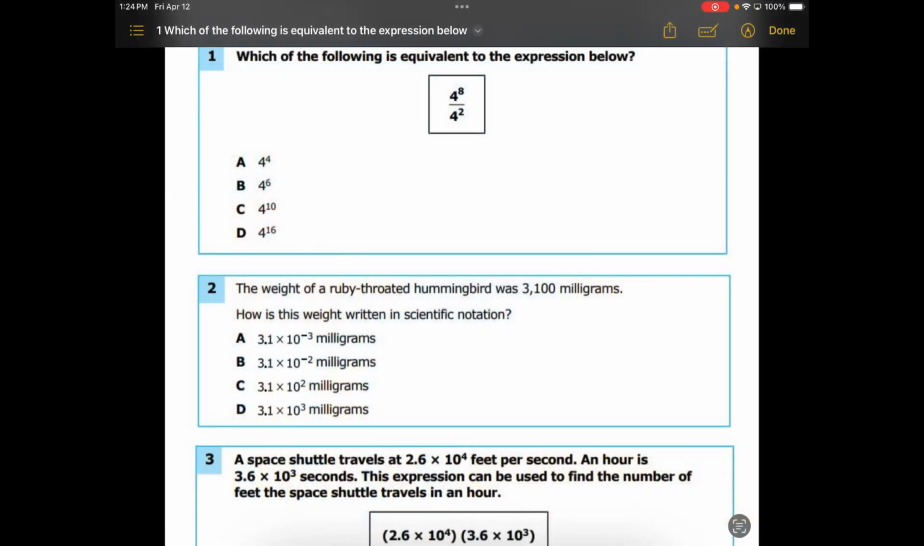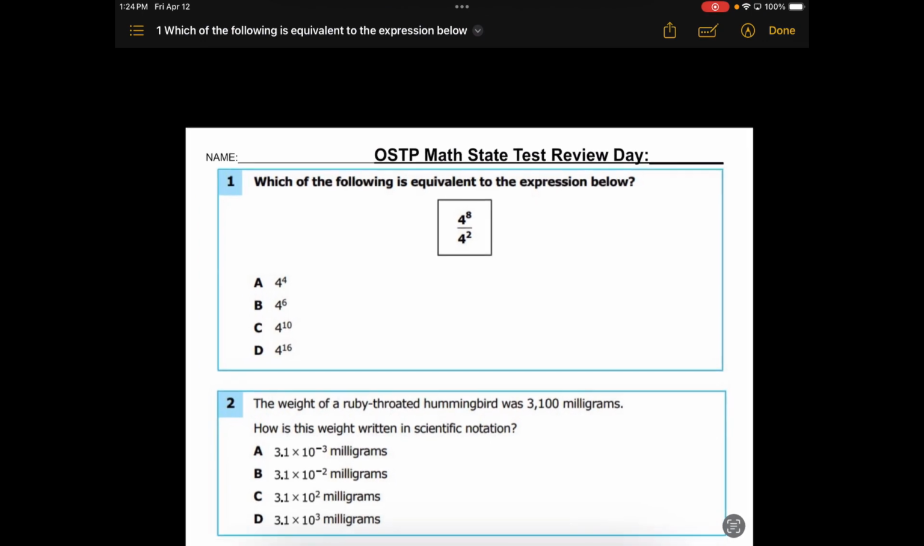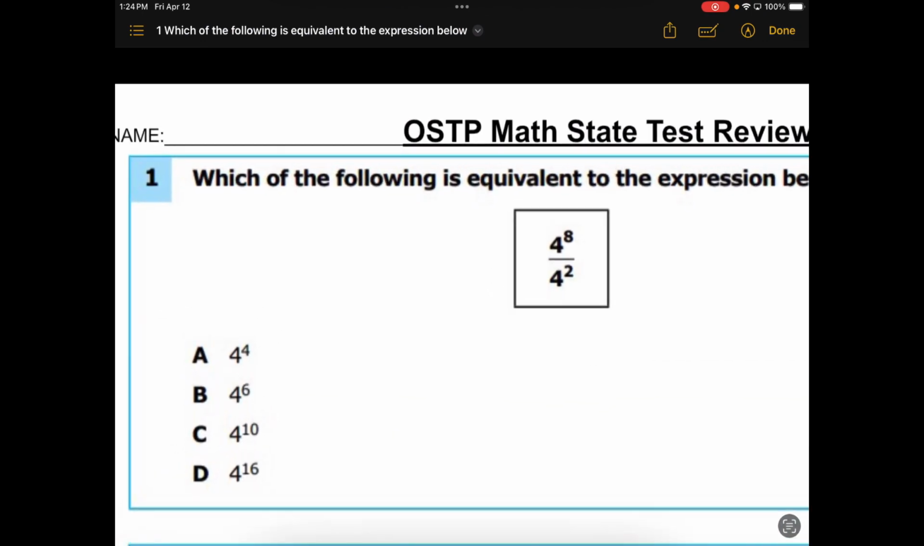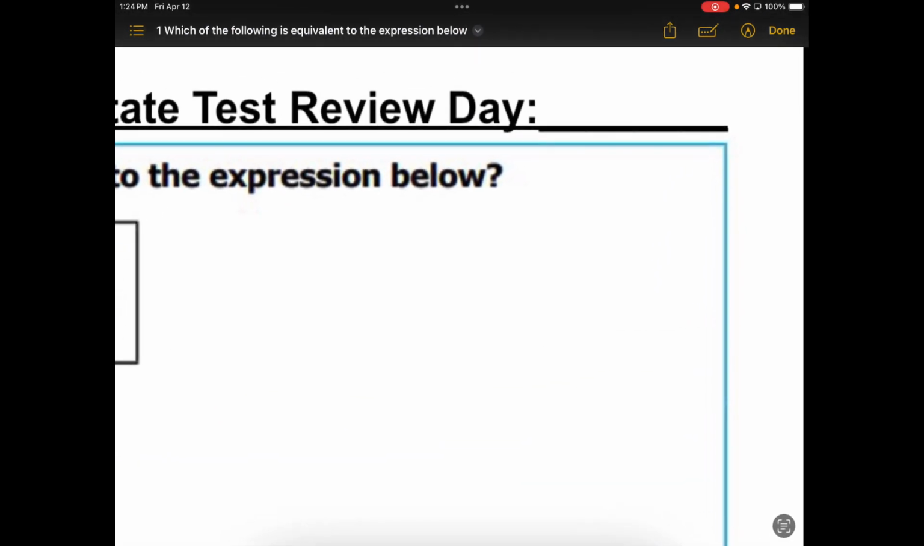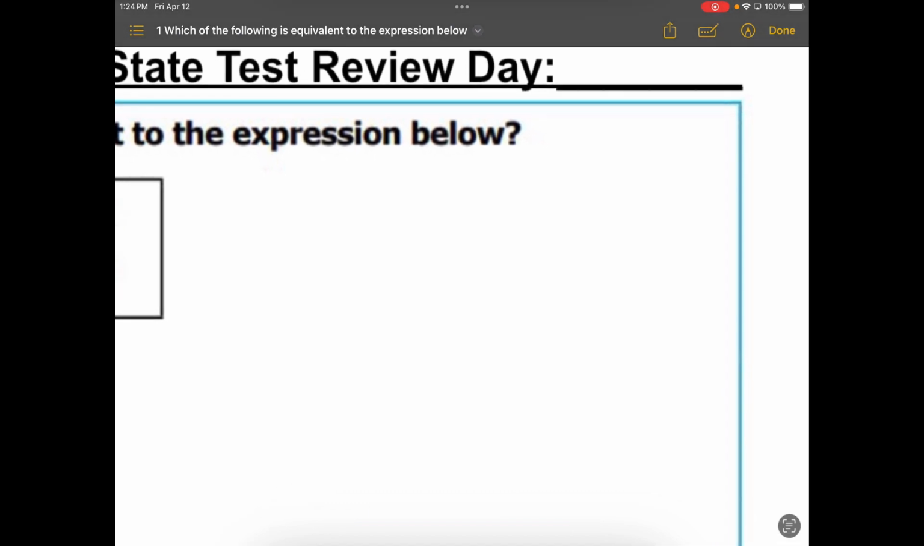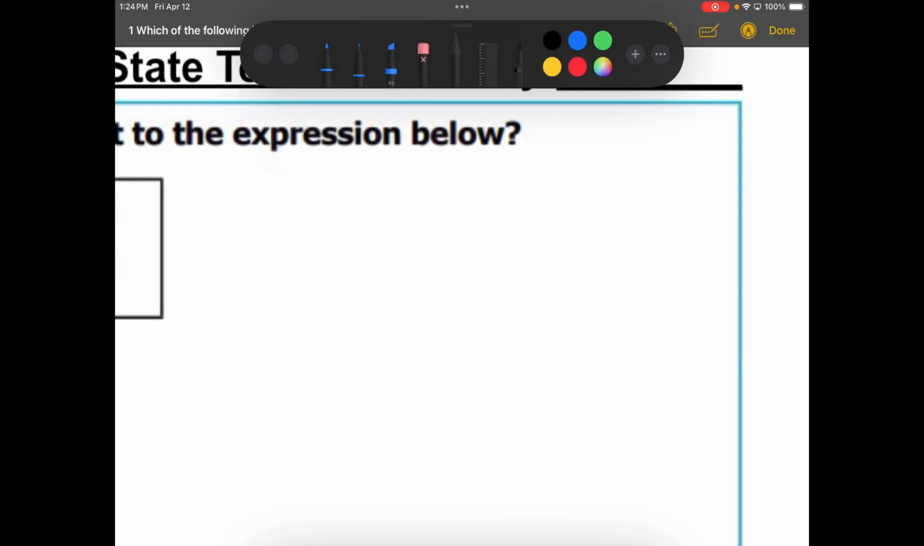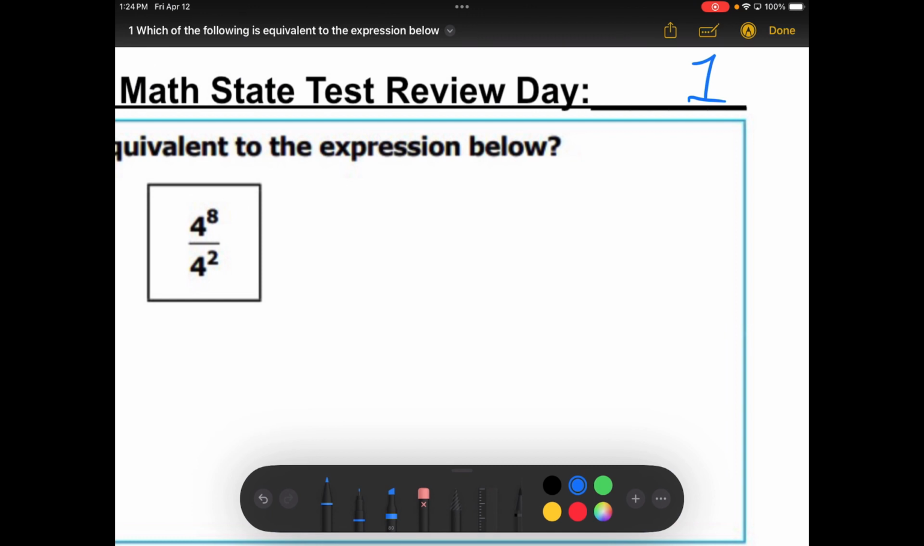Today we are going to start OSTP review day 1. So right at the top here where it says name, put your name. And over here where it says day, this should be day 1. Make sure you have your name. Make sure you put day 1.